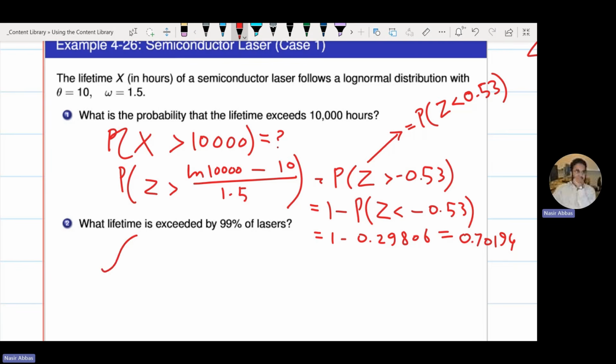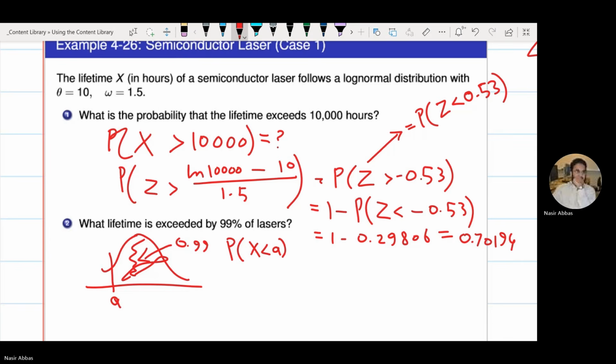So the question is something like this. Here is the distribution of all the lasers. And they are asking you to find a value of x such that this value is exceeded by these 99%. So they are asking you to find not the probability, but the value of x such that the probability of x less than that value is 1%. Again, convert it to z. But because x is log normal, you convert it to z using the log normal conversion formula, which is log of x minus theta, which was 10, over omega, which was 1.5, and this is equal to 0.01.